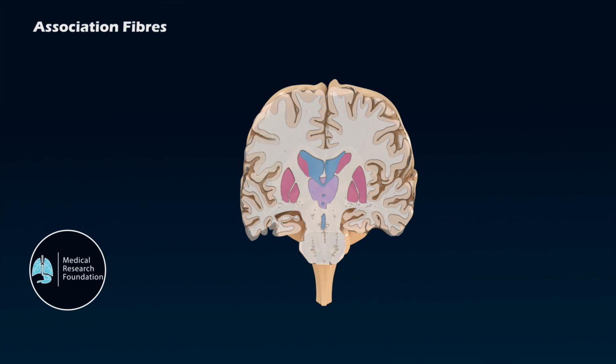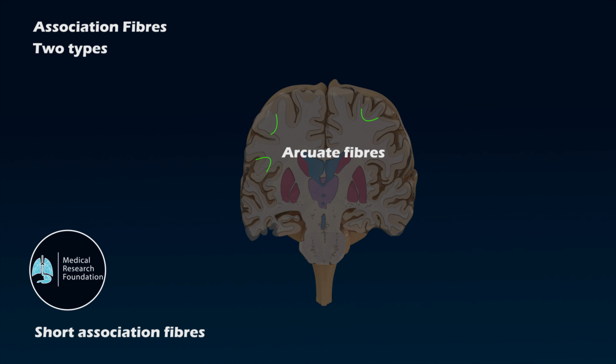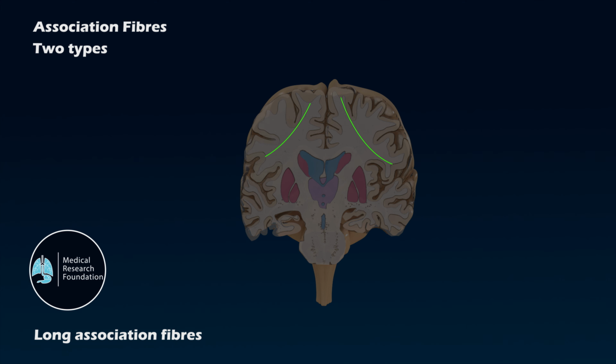Association fibers. The association fibers interconnect the different regions of the cerebral cortex in the same hemisphere. These are of the following 2 types. Short association fibers, which interconnect the adjacent gyri by hooking around the sulcus. Hence, they are also called arcuate fibers. Long association fibers, which travel for long distances and interconnect the widely spread gyri, such as gyri of different lobes.